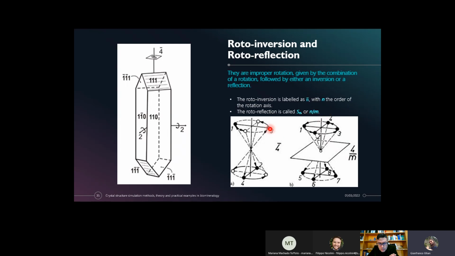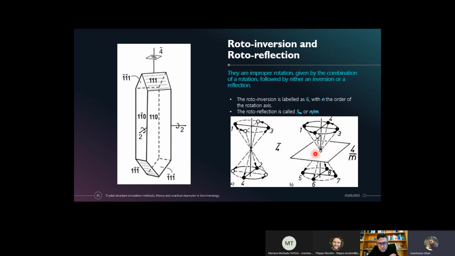For example, let's take the roto-inversion here. We have our starting object here, 1. We rotate by 90 degrees because we have a 4-fold rotation axis. Then we invert it and we go to 2. Then we rotate and invert and we go to 3. Then we rotate and invert and go to 4. Rotate again, invert, and we go back to 1. For the roto-reflection here, you can see we rotate, for example, 1 to 2, and then it is reflected to 6, because here we have a mirror plane. This parallelogram here is a mirror plane.